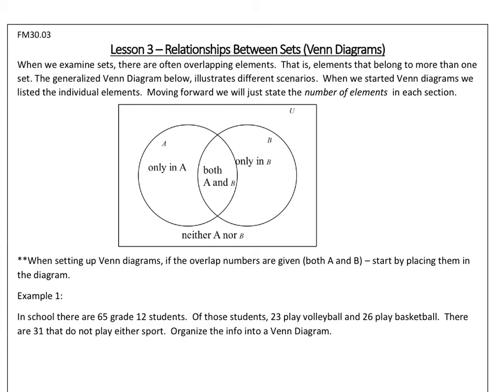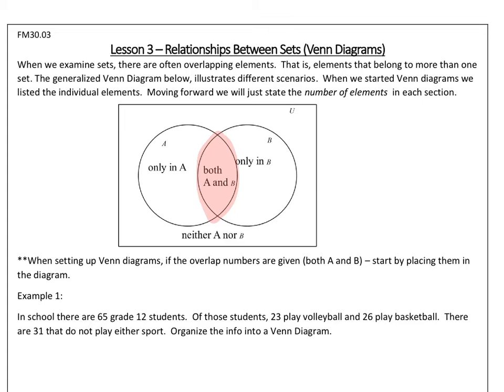All right, welcome to lesson 3, relationships between sets. We're going to look more at when we have intersecting sets. So this is a Venn diagram where we have intersection happening. What we know is that when we're setting up Venn diagrams, if we have set A and set B, there is possibly a place where there could be some things that belong in both. So we can have the overlapping circles, okay?